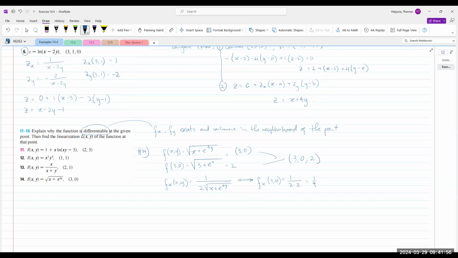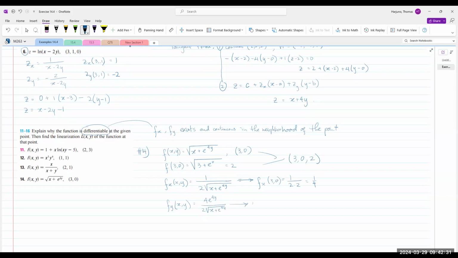Right. Well, I see that this pattern is the same as this. So if I plug in 2 here, I get 1/4. I hope that simplifies it, you don't need to recompute that all over again. So the partial with respect to y will be 4e to the 4y over 2 square root of x plus e to the 4y.